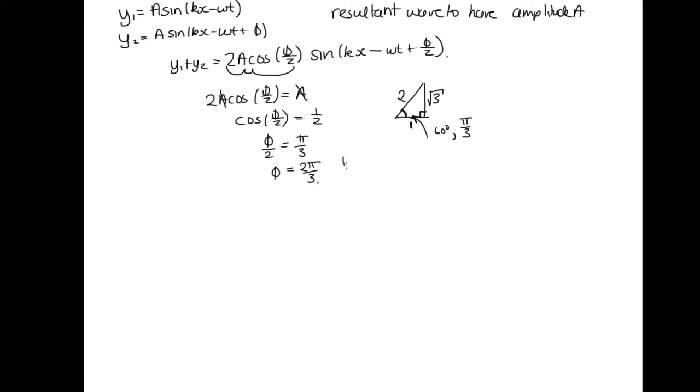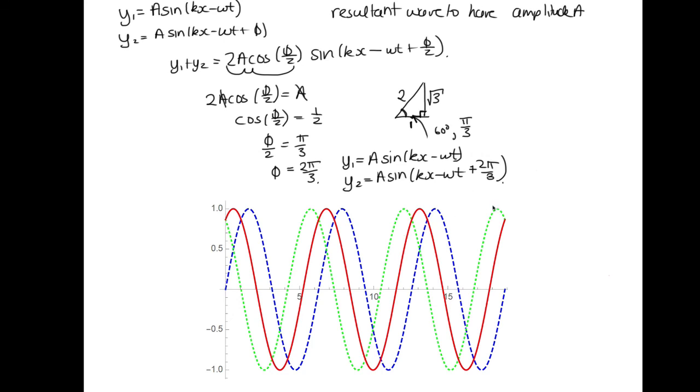So our waves, we can have y1 is equal to a sine(kx minus omega t), and then we can choose our second wave as a sine(kx minus omega t plus 2 pi on 3). So just to check this, here's the graphs drawn up in Mathematica. y1 is this blue line here, y2 is the green line, and you can see that the red line is the resultant, and it does have the same amplitude as both the green line and the blue line.